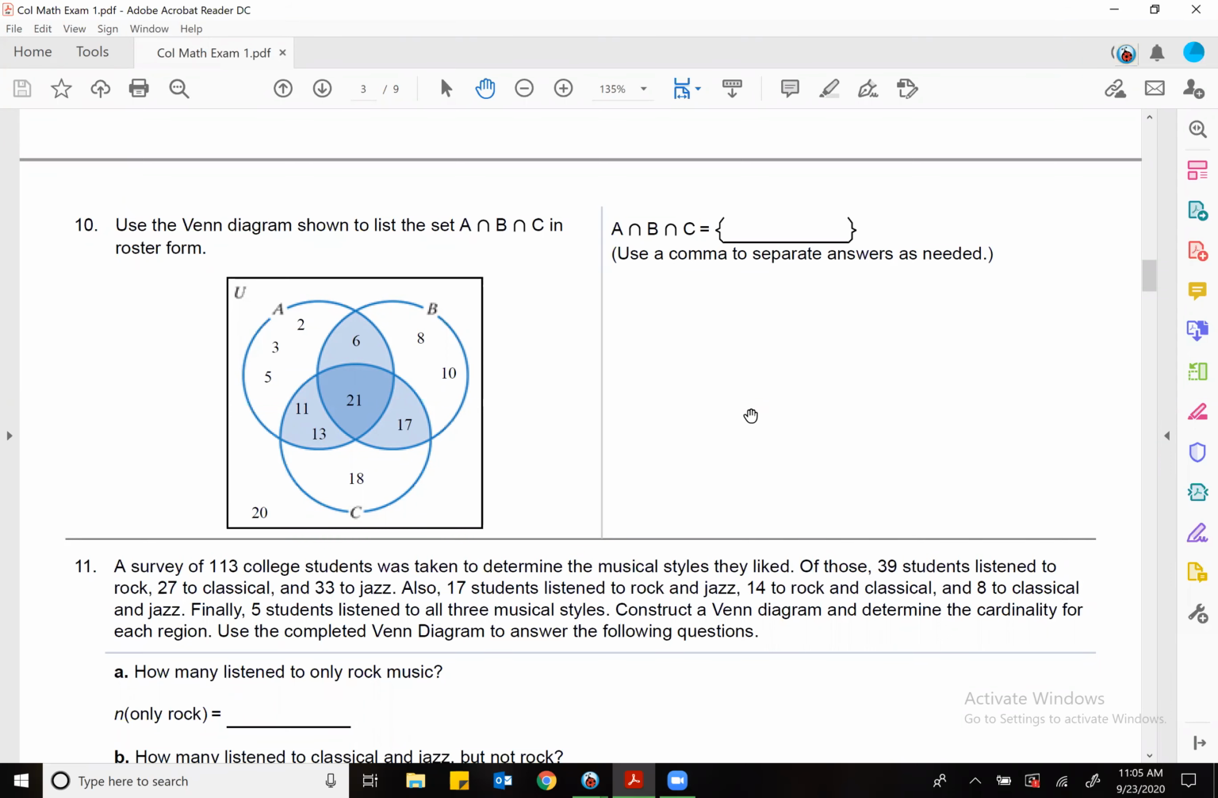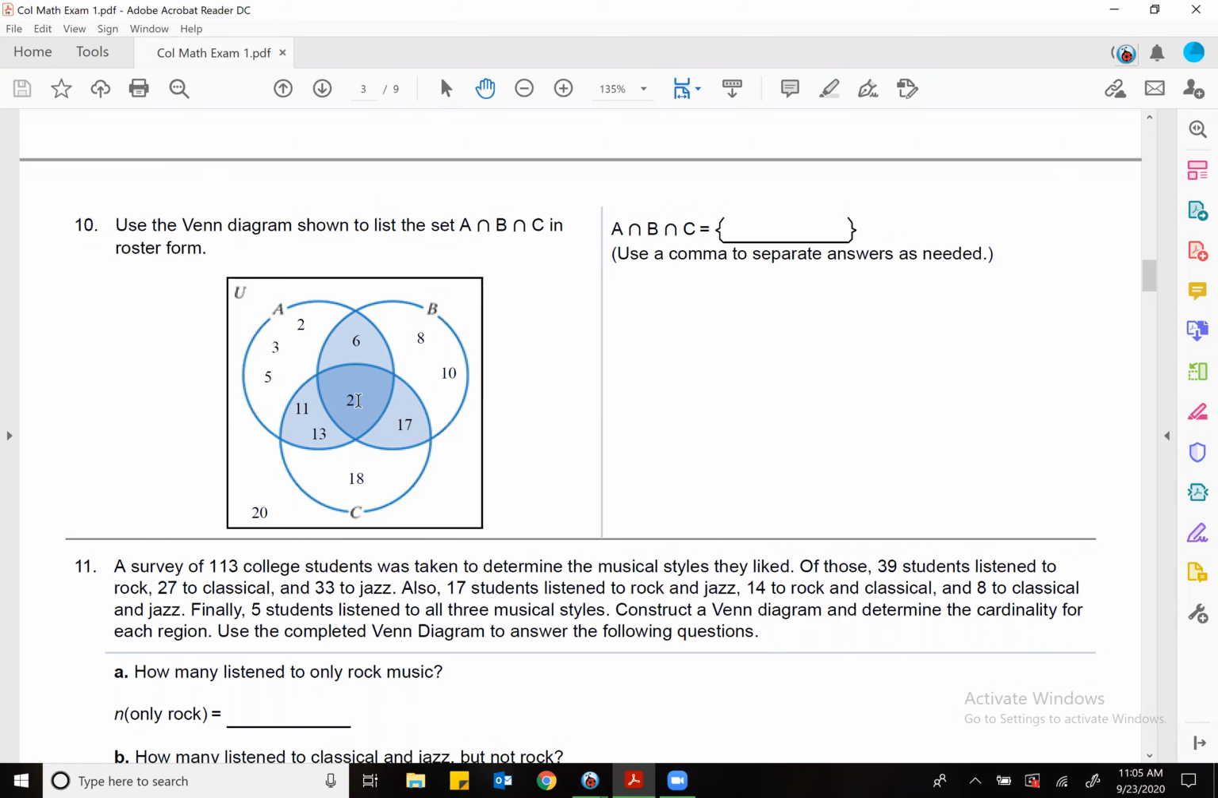6, 21, 17, nope. 11, 13. 6 is not in common on all three of them. 6 is only in common on A and B. 21. There you go. That's all that was asking for. What do all three of these have in common? What number or numbers? And in our case, it's just one. You're going to put 21 in here. This is what all three have in common. Cool beans?